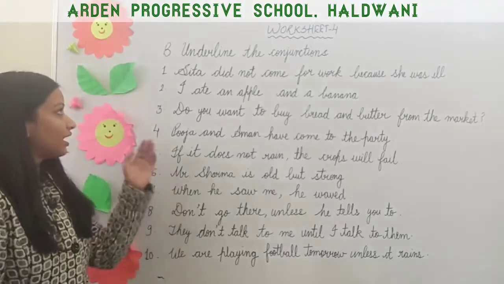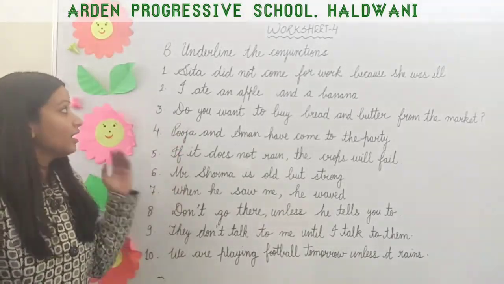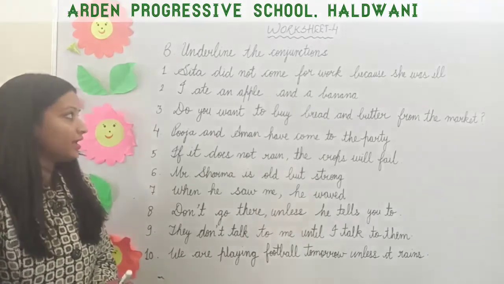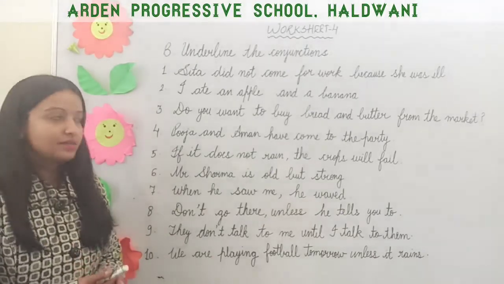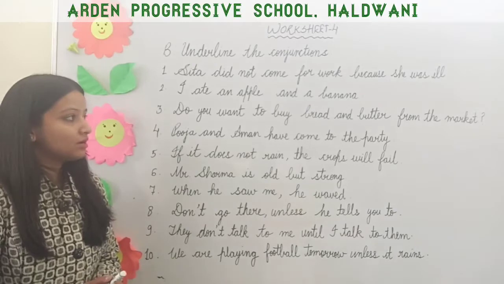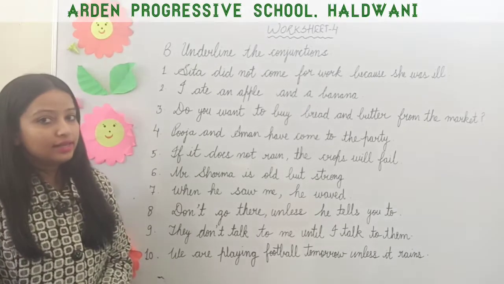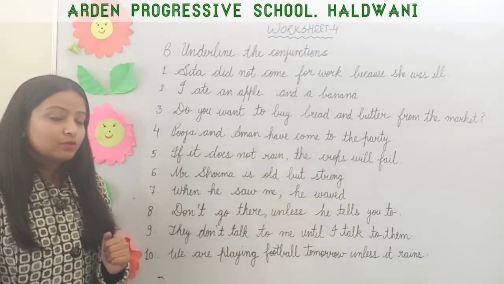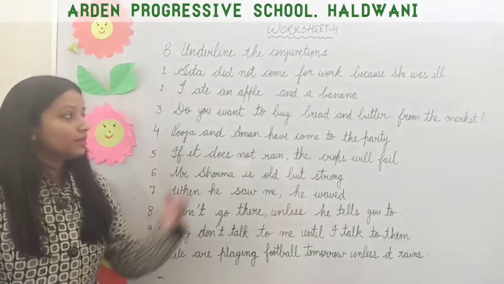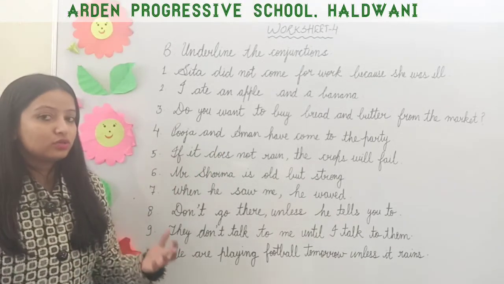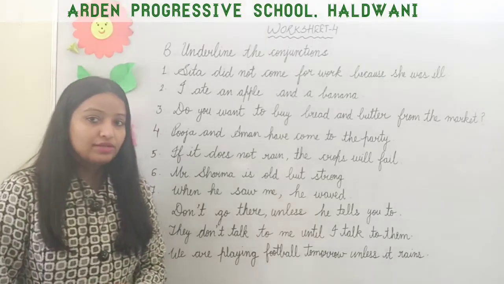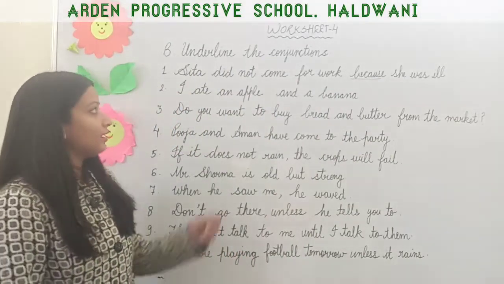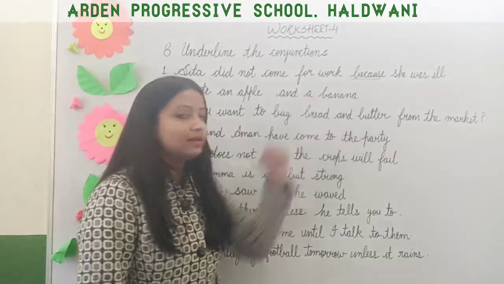Dear kids, now this is our today's worksheet. Let us read the caption: underline the conjunctions. So here you have to just underline the conjunctions. The first question is: Sita did not come for work because she was ill. Here the person did not come. What is the reason? That she was not well. Before the main reason, it is written because, so we have underlined because.